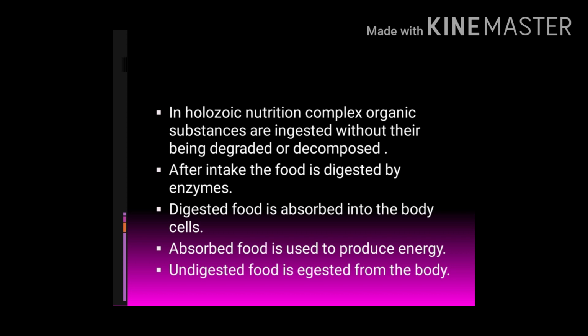Now moving to holozoic nutrition. In holozoic nutrition, organic substances are taken inside the body without being decomposed. After intake, the food is digested by enzymes. The digested food is absorbed into the body cells. The absorbed food is used to produce energy, and the undigested food is removed from the body.